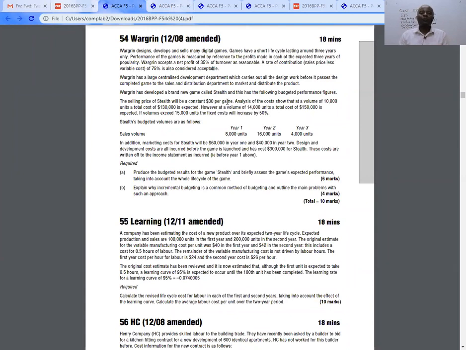I'm repeating again. Whenever you see the examiner telling you that at this particular quantity, total cost is this much, and at another quantity, total cost is that much, it's giving you two points, which will enable you to come up with a straight line cost function that has fixed versus variable components. Very easy.